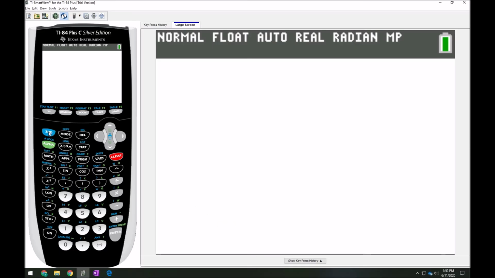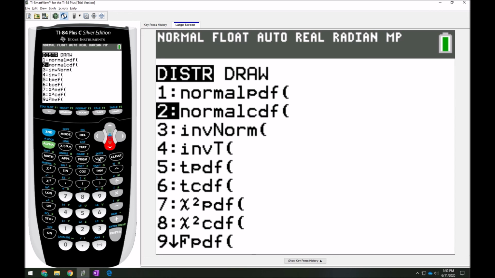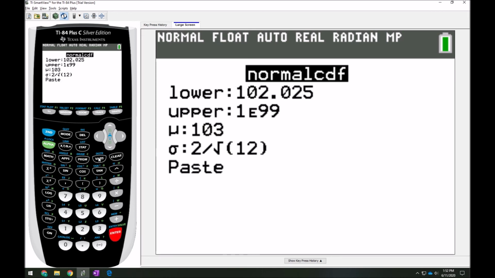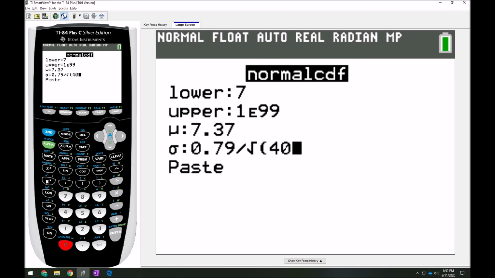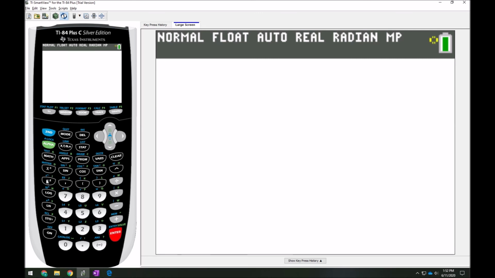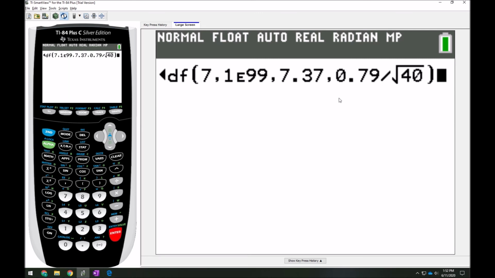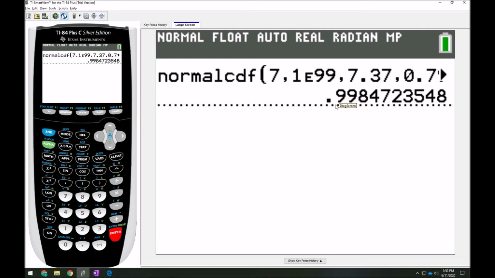So on the calculator, I go ahead and click on normal CDF. And again, I'm going to be starting from 7. I'm going to go to 1E99. My average was 7.37, and my standard deviation is a different value here. My standard deviation is going to be 0.79 divided by the square root of 40. So I can go ahead and type all of this in. This is what I end up with. And now when I hit enter, I get a value of 0.9985.